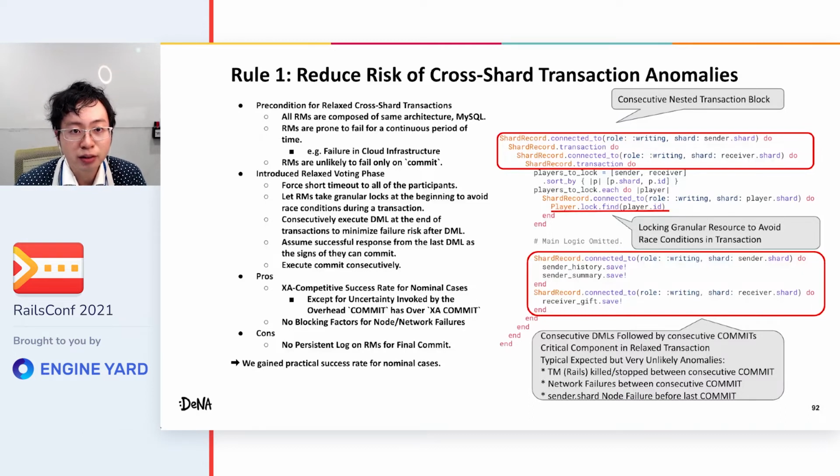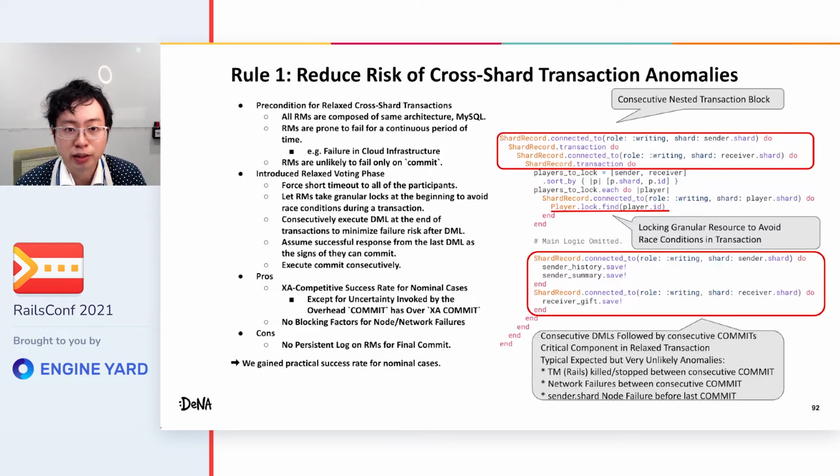The typically expected but very unlikely anomalies are as follows. 1. Transaction manager or Rails failures between consecutive commits. The next one is network failures between consecutive commits. And the third one is sender shard node failure before the last commit.